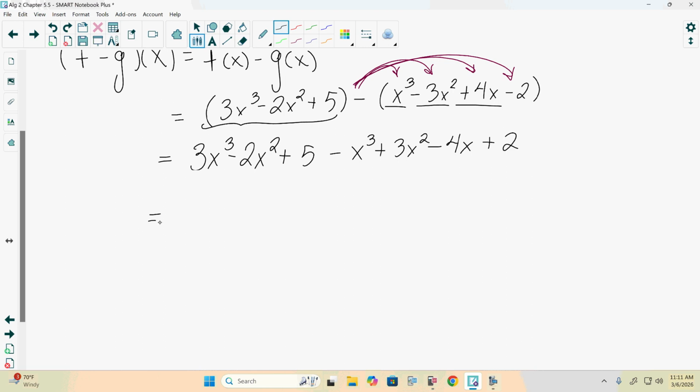We good? Okay. I look at like terms, and I always start with the variable with the biggest exponent. Just kind of nicer to work with. And as I look through this here, x to the third. So we have 3x to the third and negative 1x to the third. 3 minus 1 is 2x to the third.